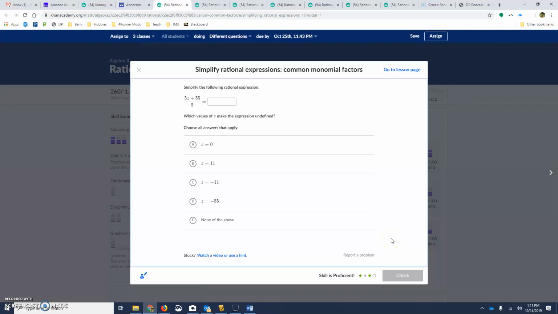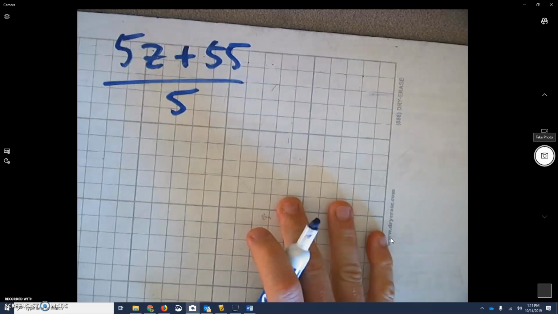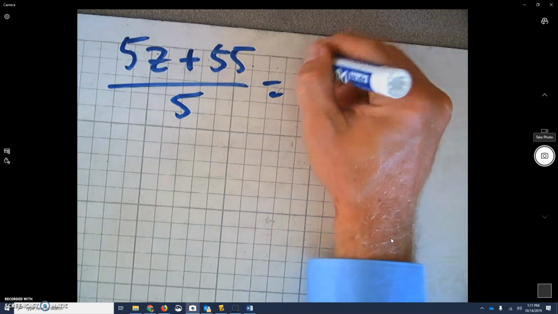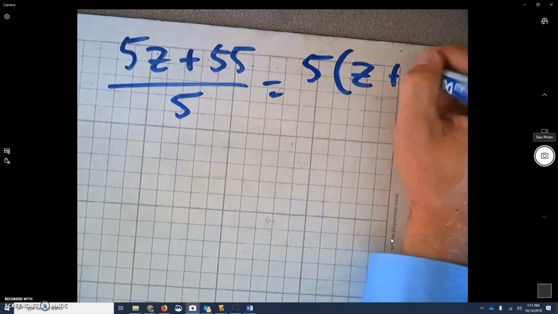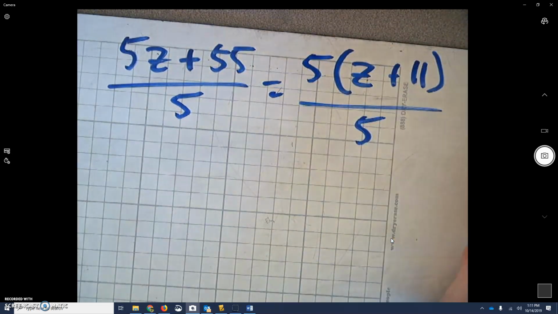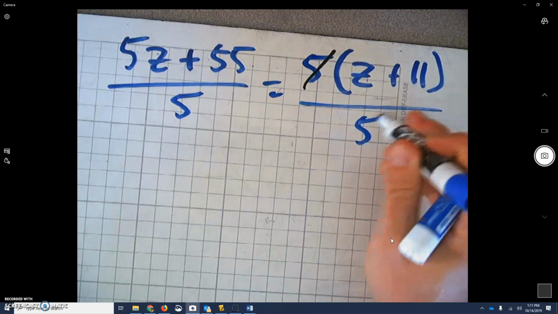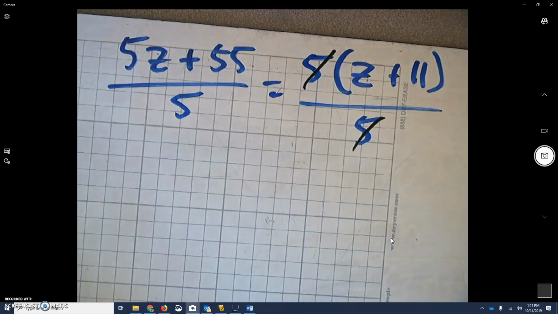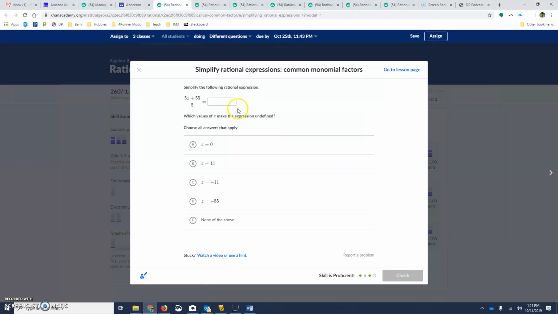Okay, this one's actually kind of easy. Over 5. All right. So we can factor out a 5 from the top. We get 5 on the outside, z plus 11, and a 5 on the bottom. What cancels out? Our 5s cancel out. We're left with z plus 11. Going to the denominator, there's no variable here. So we can accept all values. There is no bad value because it'll never equal 0. So z plus 11 is our answer.